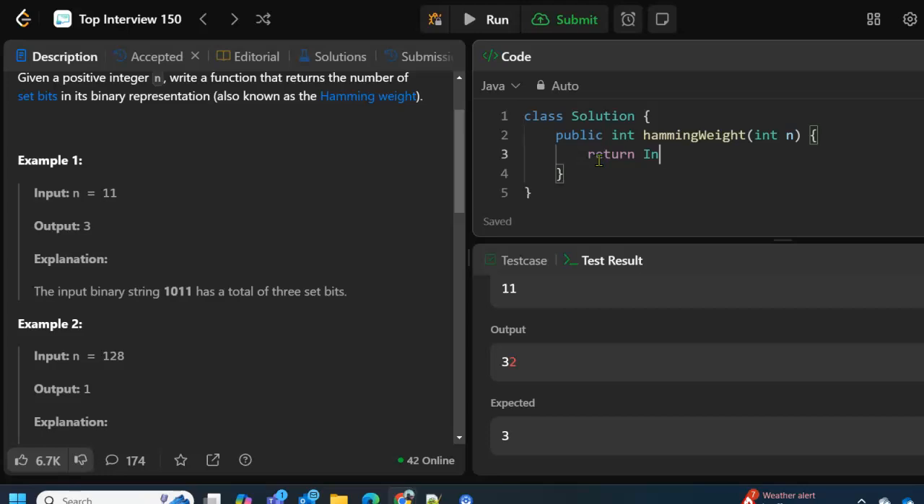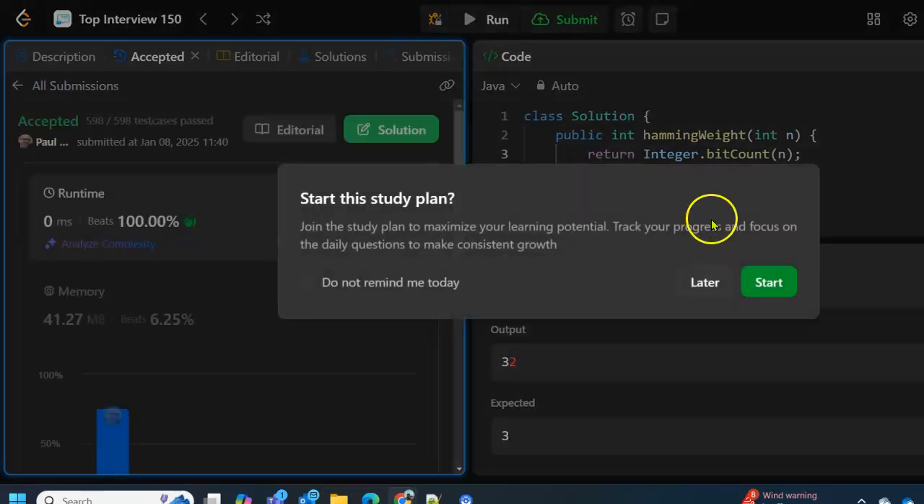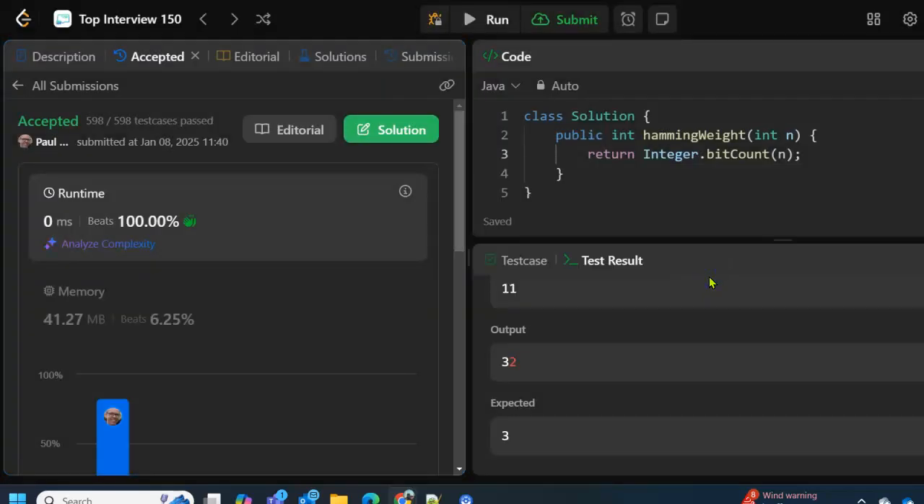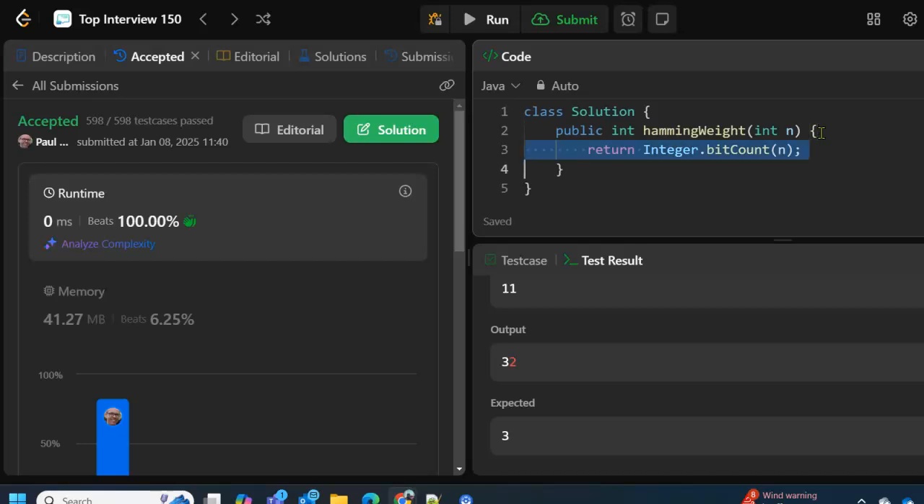right way, some programming languages, including Java, have a method to count set bits. So I think this will work. All right, I don't think that's really what they have in mind, though. So let's do it another way.